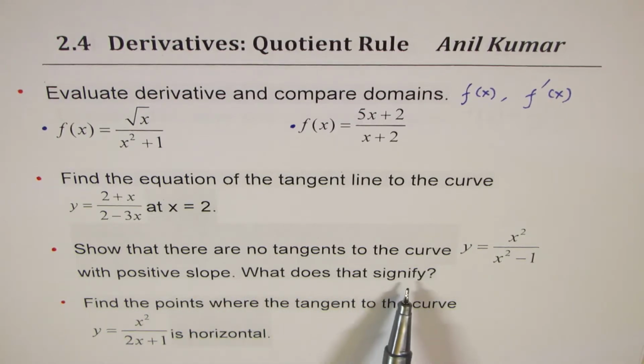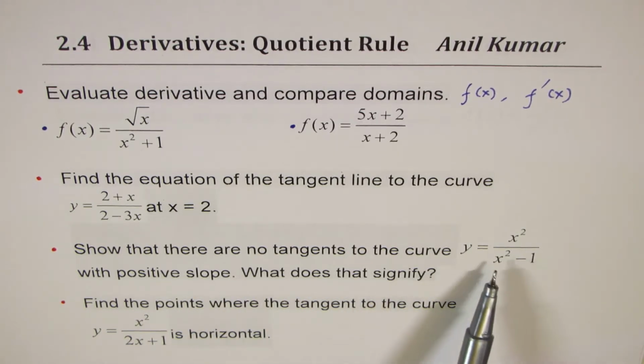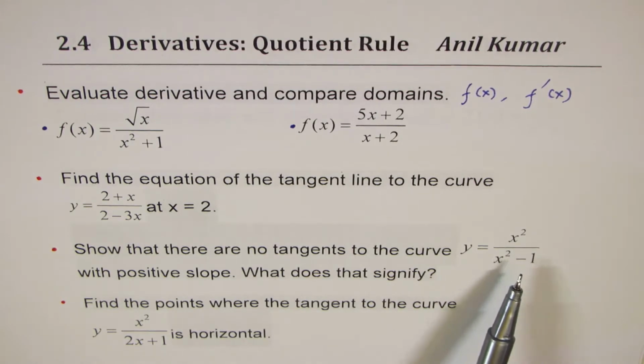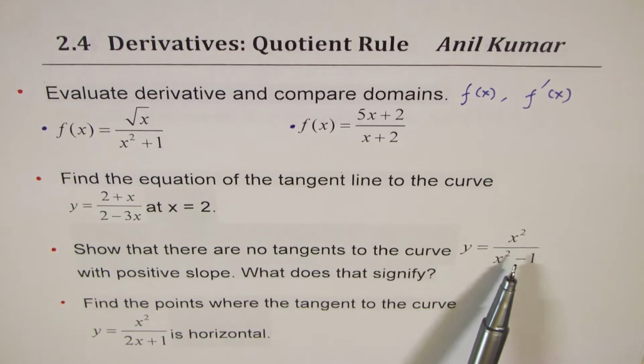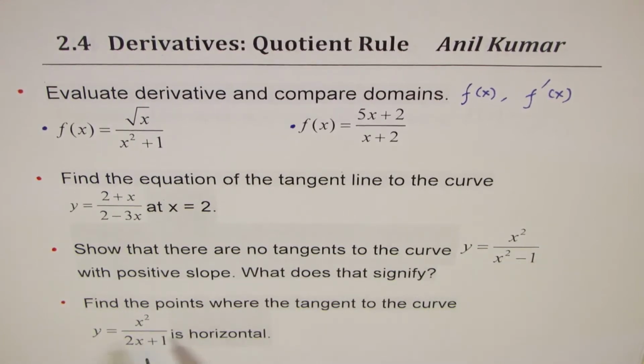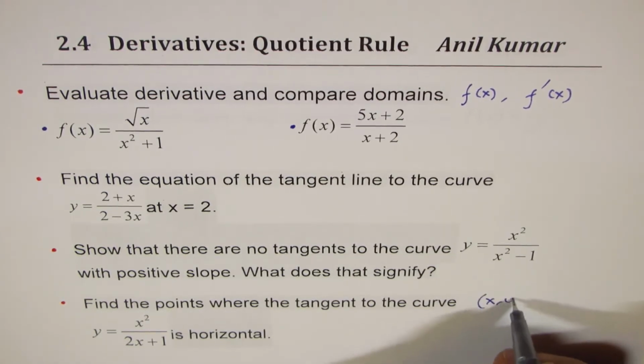What does that signify? If there is no tangent with positive slope, that means you always get negative slope, so it's always decreasing. The last question here is, find the points where the tangent to this curve is horizontal. Horizontal means derivative is 0, so you equate it to 0 and find those points. Now when we say find points, you need to give both x and y value.